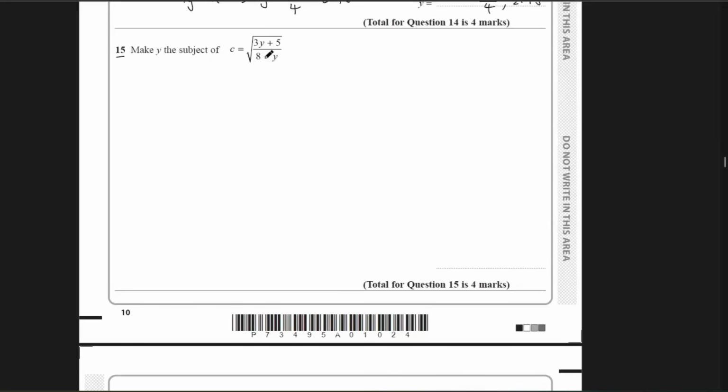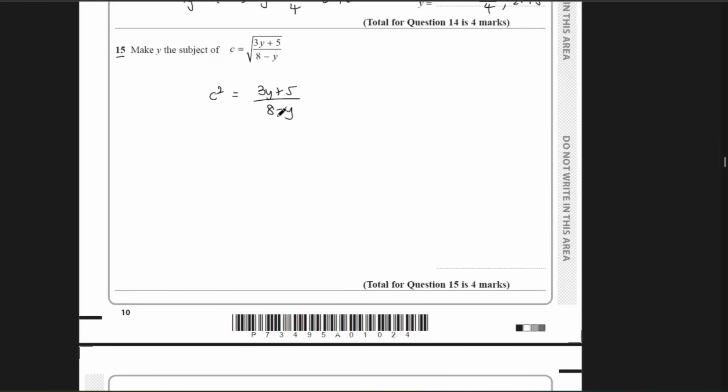We can see we have y values in the numerator and the denominator. So we can square both sides, and this becomes c squared equals, on the right-hand side, if we square everything, the square root will be gone. So c squared equals 3y plus 5 divided by 8 minus y. We can see there are 2 different y's. We need to make y the subject, so somehow we'll need to group them together.